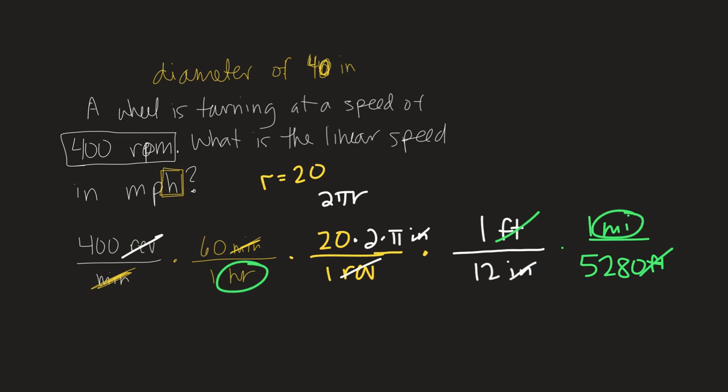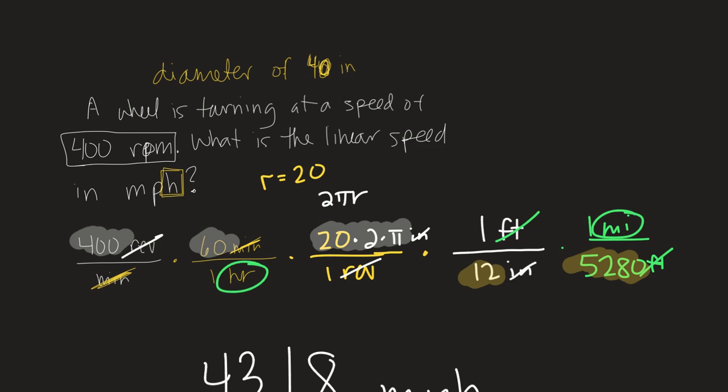So now I just do all of my multiplication. I'm going to multiply 400 times 60 times 20 times 2 times pi. And then I'm going to divide that by 12 times 5,280. Let's see what I get. 43.18 miles per hour would be my final answer.